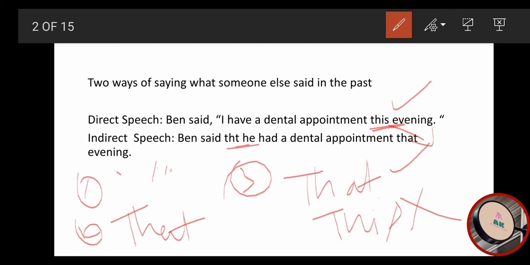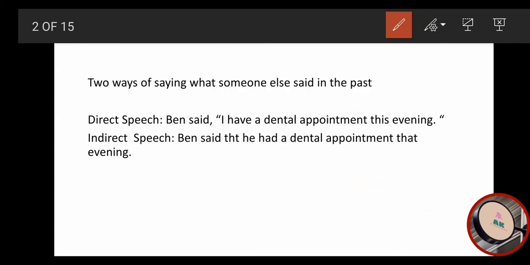Informally it's okay to say it, but in a formal situation, don't leave out "that". So it's not just a rule, but if you are writing, it shows you are good at grammar. Now let's talk about how to convert a sentence from direct to indirect speech. Are you ready for that?